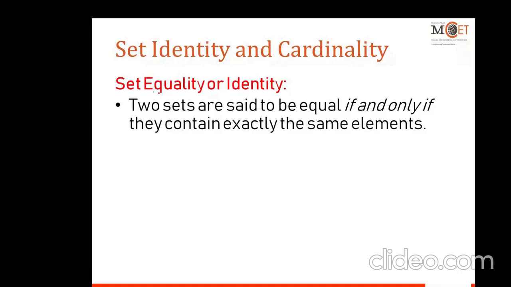Next, set equality and set cardinality. Set equality: two sets are said to be equal if and only if they contain exactly the same elements. You can take the second example, that is, A equal to 1, 2 and B is equal to 1, 2. Both these sets have the same values, so this is called set equality.